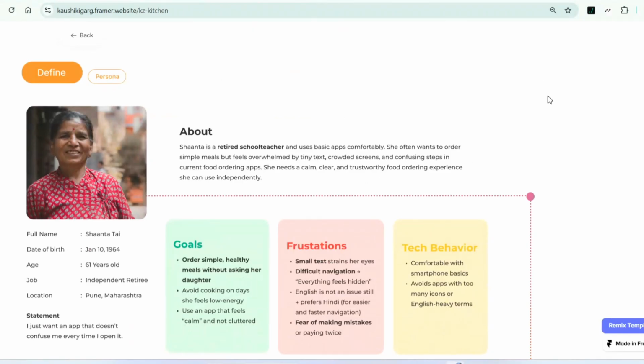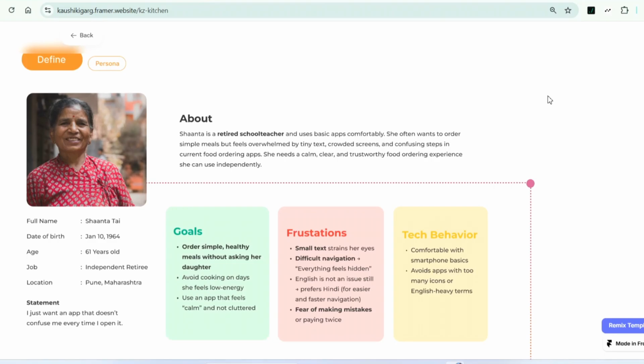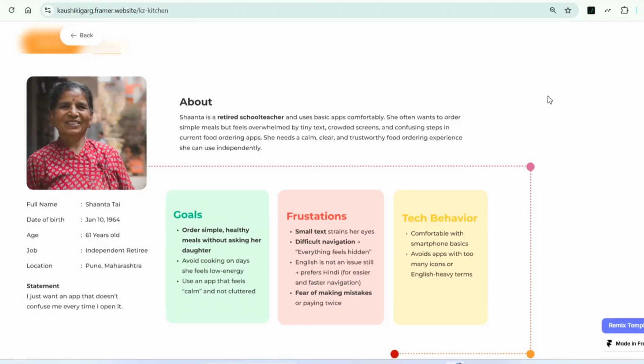So then I came up to defining my user group. I took a persona of a person, which is Shantatai. She's from Pune. She's a retired school teacher, 61 years old. And I mapped her goals and frustrations and behavior. So what she said was that she just wants an app that doesn't confuse her every time she opens it. She just wants a simple app which can help her order food easily, frequently, without any issues, and which she can trust.